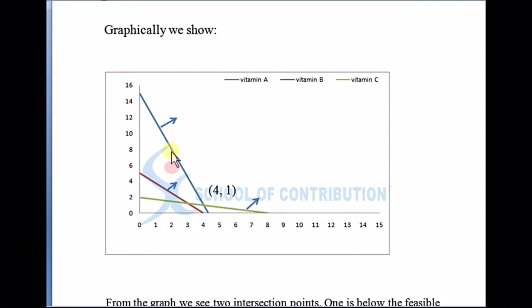Since this line indicates it should be at least 30, or equal to 30, that means we have to look for a solution that is on the line, or above the line. So we have to look for a solution, we have to go above the line or on the line. For the second equation, we say that we have to look for a solution that is on the line or above the line, so we have to go above.